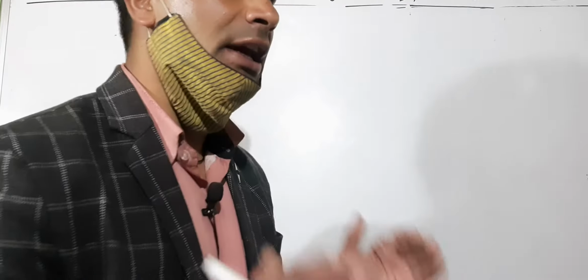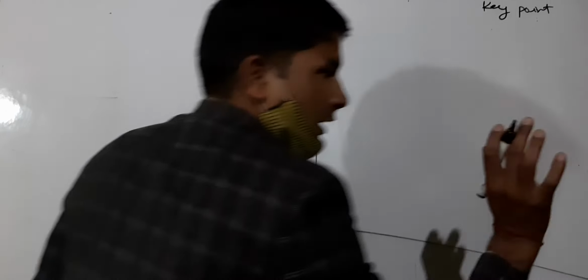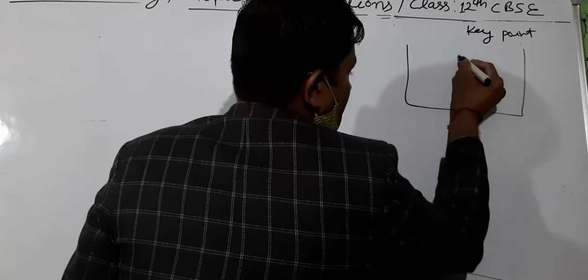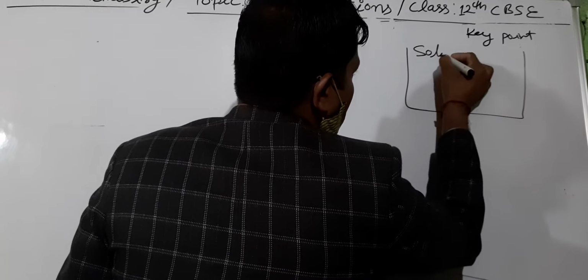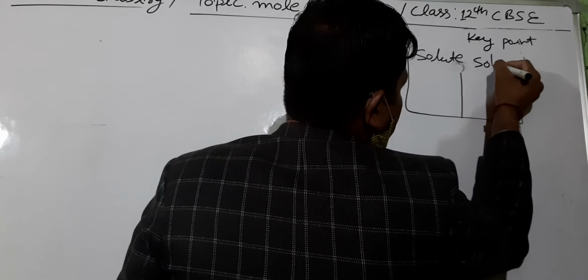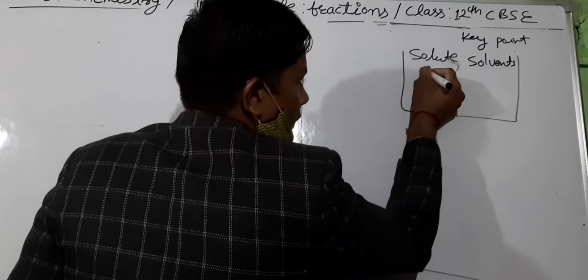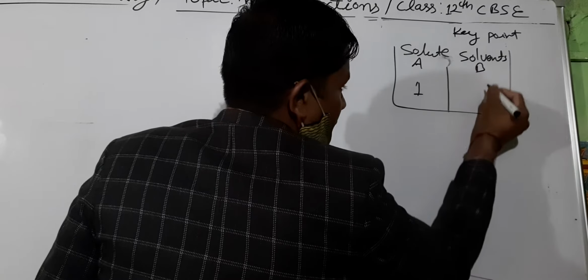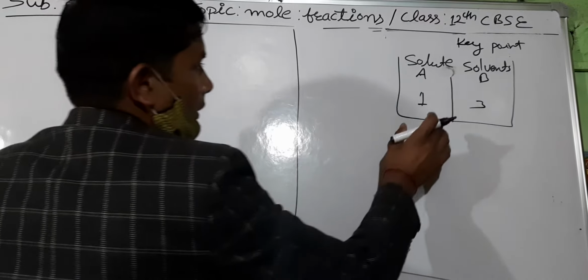Generally, students, we have a fraction. Suppose this is a container, and here is your solute and solvent. Suppose the ratio of solute A is 1 and of solvent B is 3. What is the fraction?